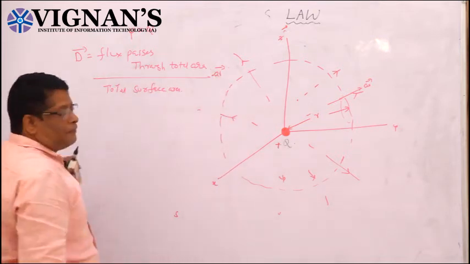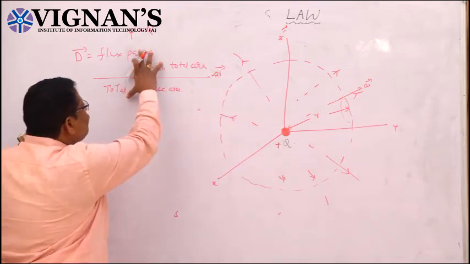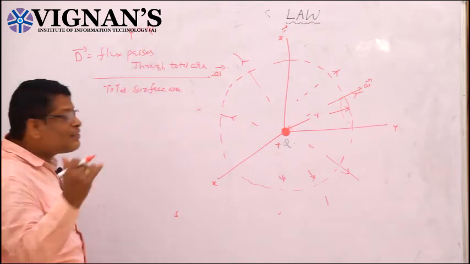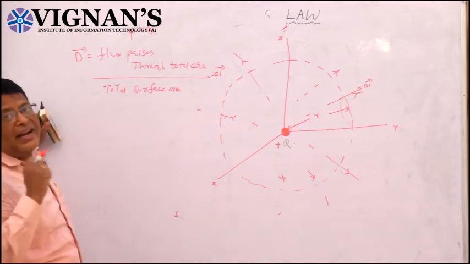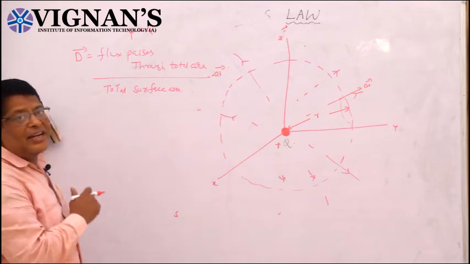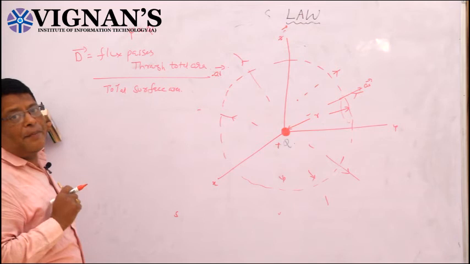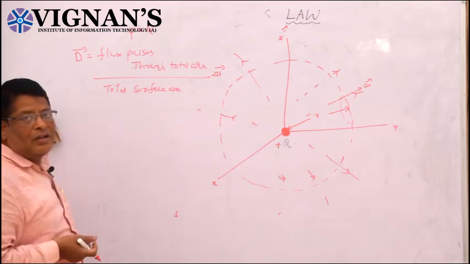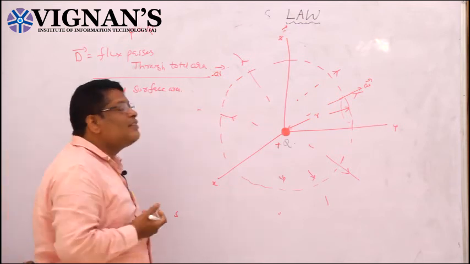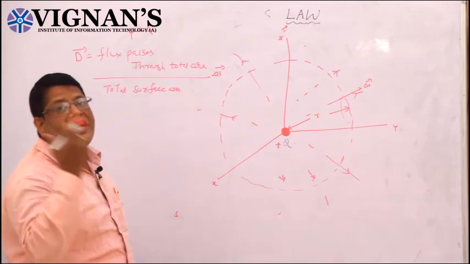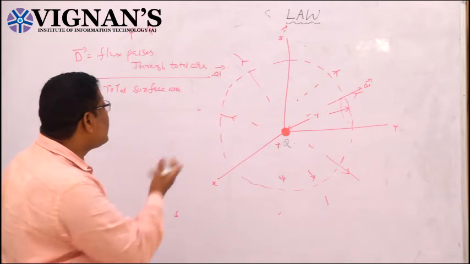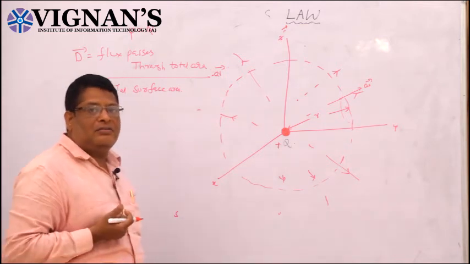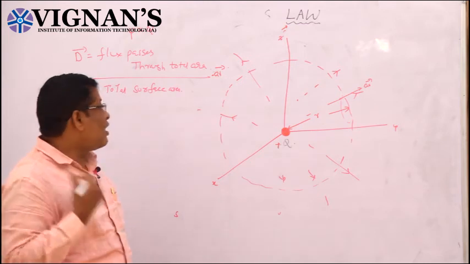Suppose we consider only the magnitude, it becomes a scalar. For the scalar quantity, how we add the direction depends upon how the flux lines are leaving the surface. In this case, these flux lines are leaving the surface in the radial direction. That's why here we have taken a r bar.